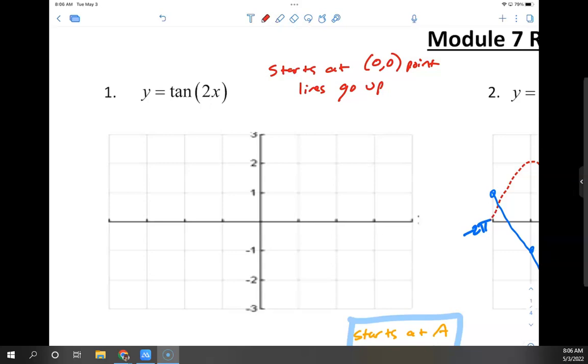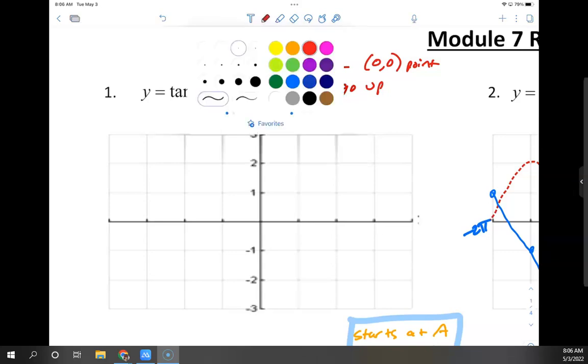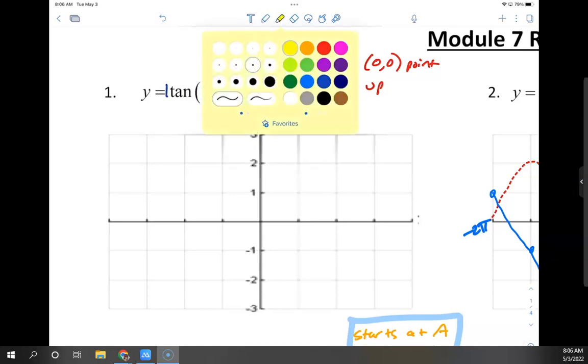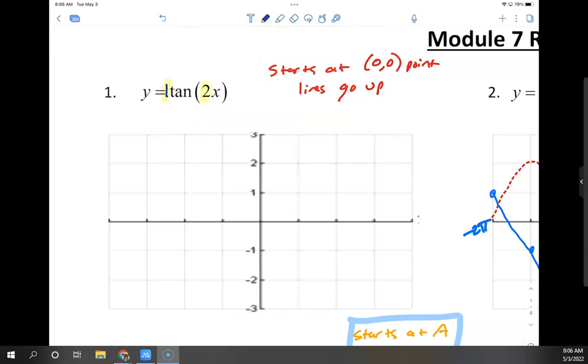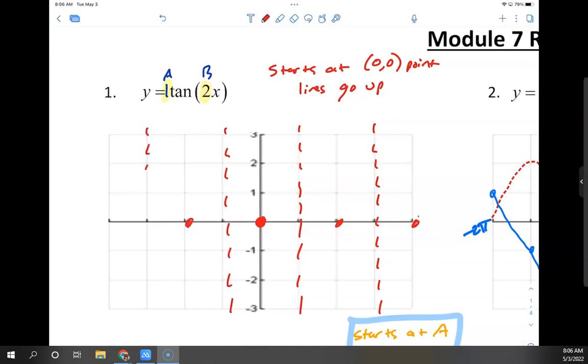All right, tangent doesn't really have an amplitude. There is something that we're going to do with A, but we'll talk about that in a minute, okay? So A is 1, that's B. With tangent, here's what I do actually. Let's start here. It starts with a point. So before I do anything else, I'm going to go point, asymptote, point, asymptote, point. I'm just going to do every other one. All right? So I draw all those down. And then here's the thing.